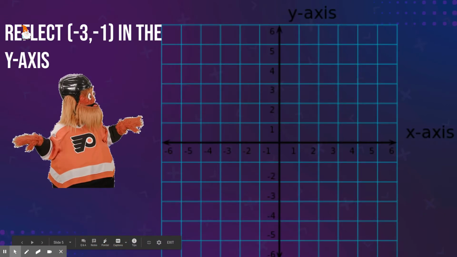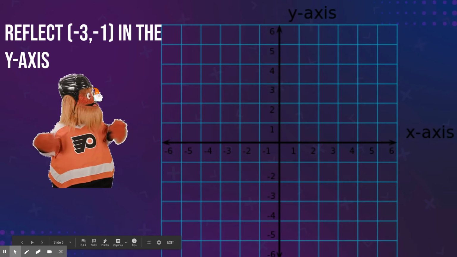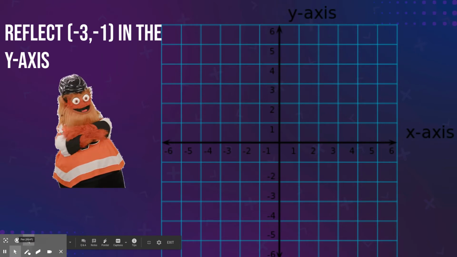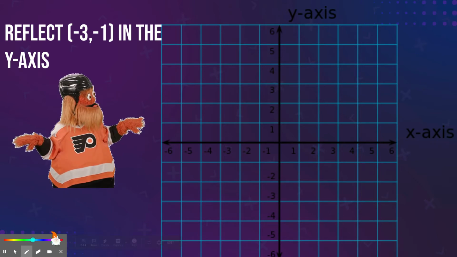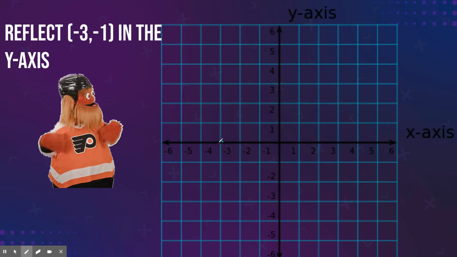All right, so we have reflect -3, -1. So first thing I'm going to do is graph it. So where was that blue? Let's graph it in that teal. -3, 1, 2, 3, -1.